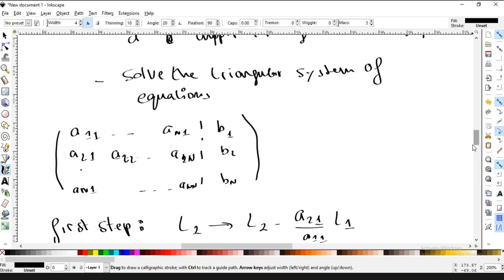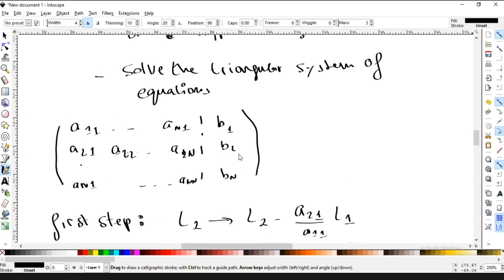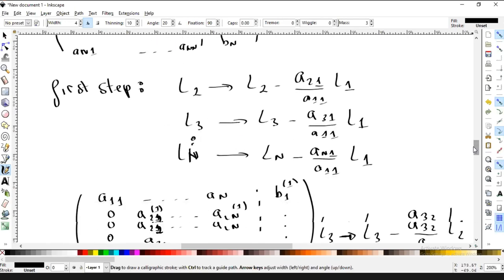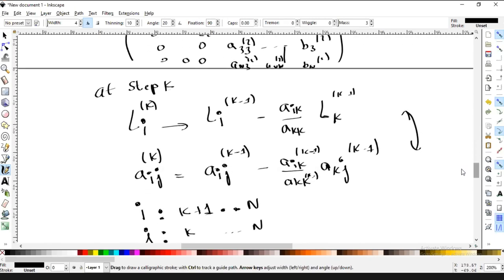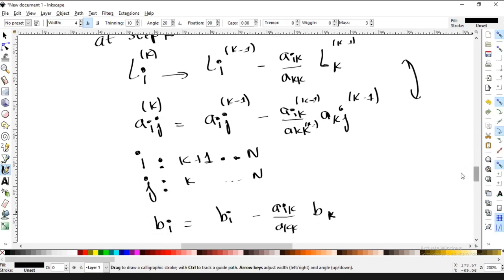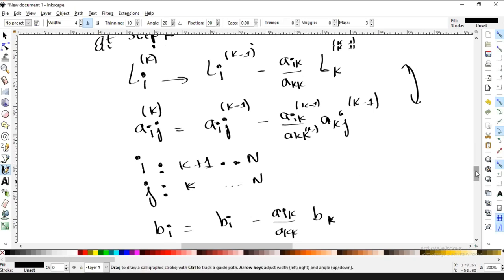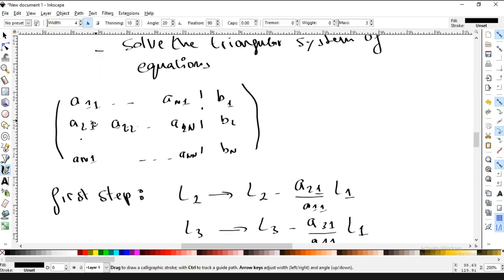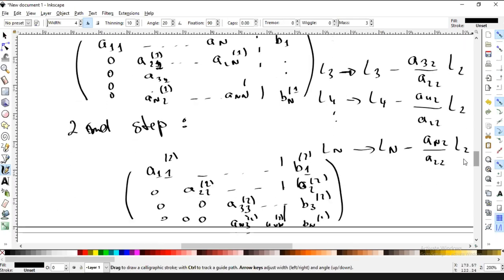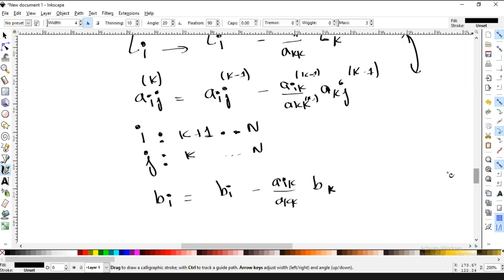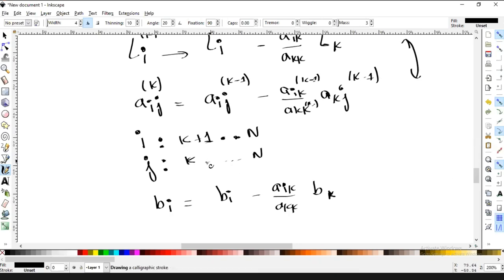For the first step, we used the lines from 2 till n. And j goes, last time I wrote k plus 1 till n, but it's from k till n. Or you can go from k plus 1 till n if you put zeros on this column. It's better that j goes from k till n and not from k plus 1 till n.